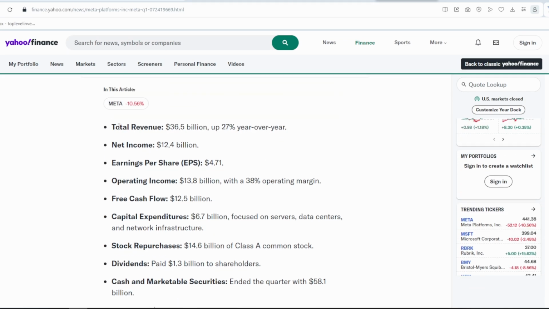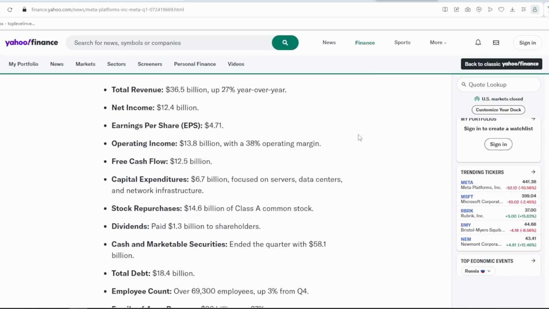Here are the details we've got. Total revenue $36.5 billion, up 27% year over year. Net income $12.4 billion. Free cash flow $12.5 billion. Total debt $18.4 billion. If we summarize, the decline was partly due to this.